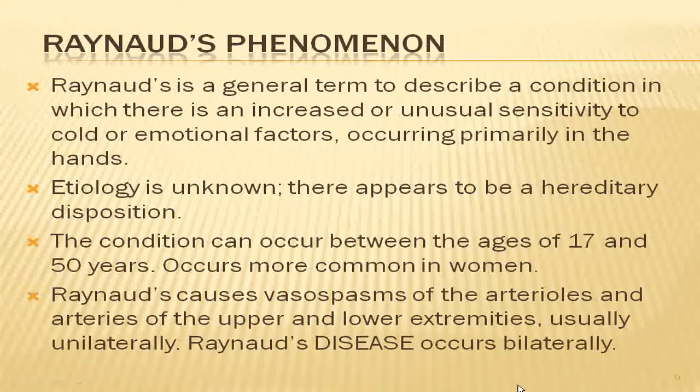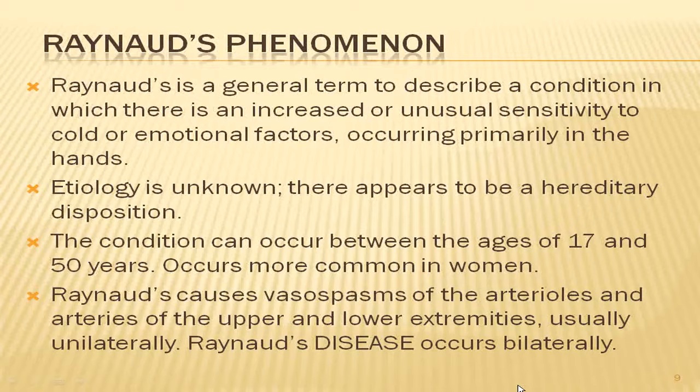With Raynaud's phenomenon, this is a general term used to describe a condition in which there is an increased or unusual sensitivity to cold or emotional factors. Raynaud's typically occurs in the hands. It's unknown why it happens, and it may have a hereditary link. The condition can occur in ages 17 to 50, but is more common in women.